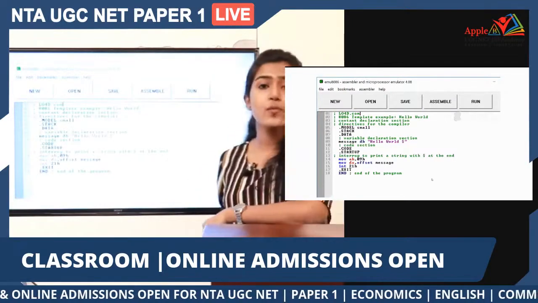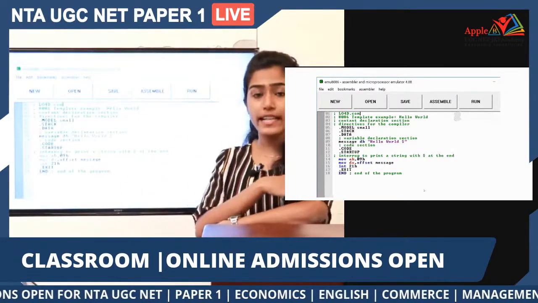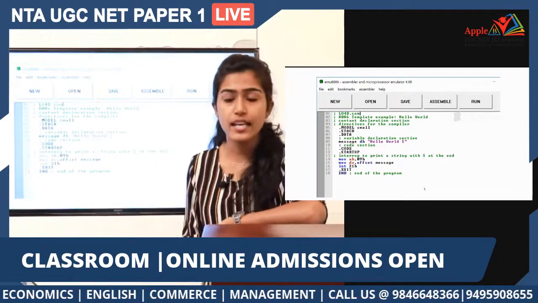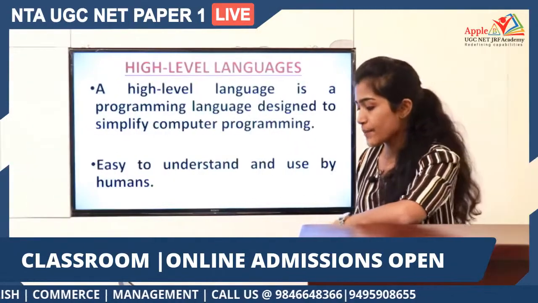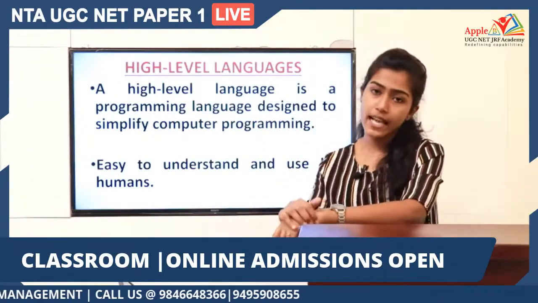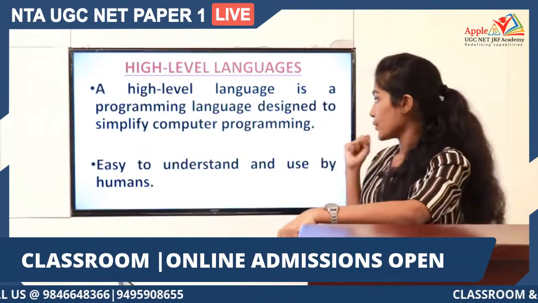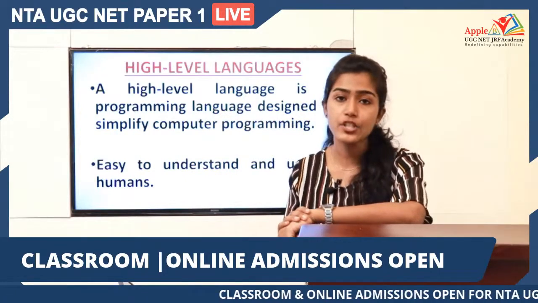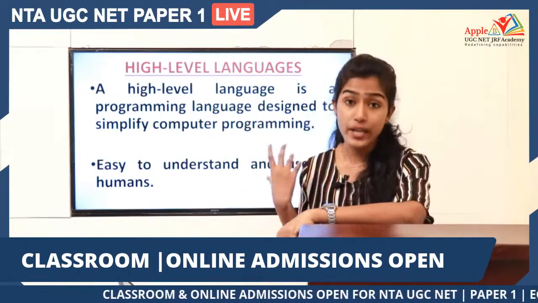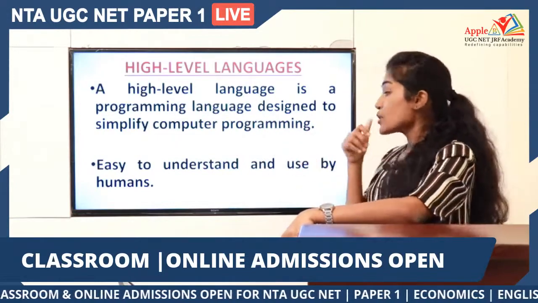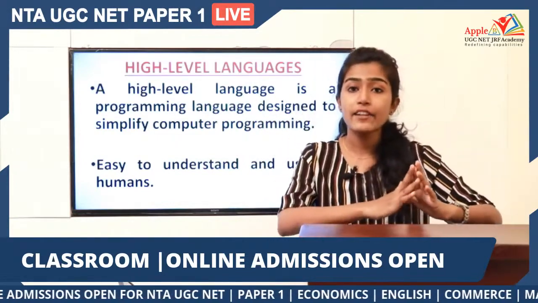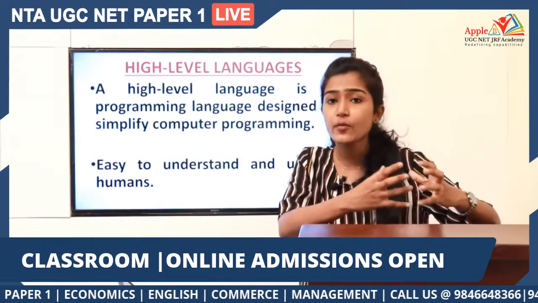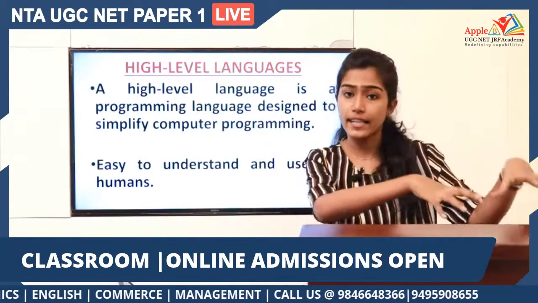Now we are moving to high-level languages. We have already discussed low-level languages. Now we are moving to the second type of programming languages, that is high-level languages. A high-level language is a programming language designed to simplify computer programming. The most important aspect of high-level language is that it is easy to understand, readable and easy to use. We can say it is somewhat similar to the English that we use, with certain words from our day-to-day life.